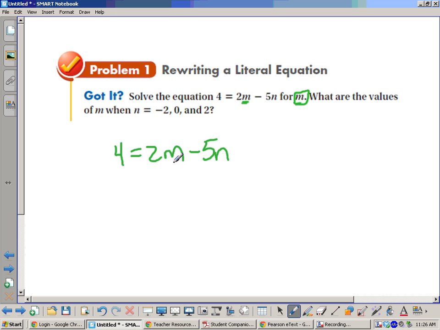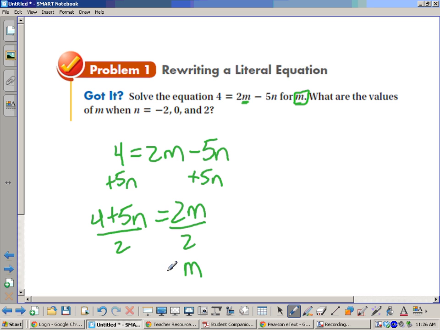So in order to get the m by itself, we first have to undo the subtraction. So we would add 5n to both sides to get 2m equals. Now the problem with this is we can't actually add 5n to 4, so we're just going to write it as a sum. So we're just rewriting the equation. We're not going to actually solve for anything yet. After we have now gotten the 5n to the other side, we can divide by 2. So we end up with m equals 4 plus 5n all over 2.